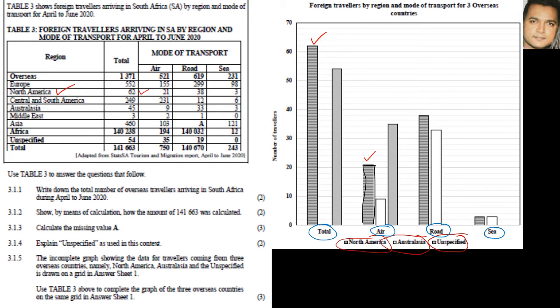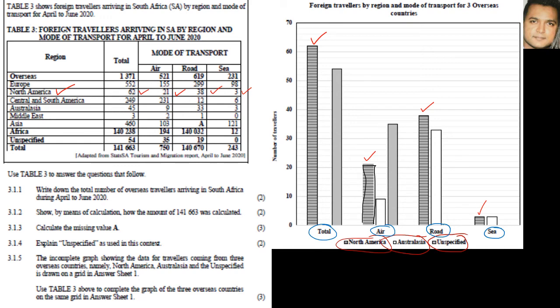Okay, then on the same North America, look at the next one, we have the road. So we've got the air, now let's look at the road. The road amount is 38. So let's go under road. The first one there is around 38, which is correct. There it is, just below the 40 line. And lastly we have the sea, which is 3, and if you come right here, you'll see that it's about 3 right at the bottom here. So that part is sorted out, and then let's go to the next one.